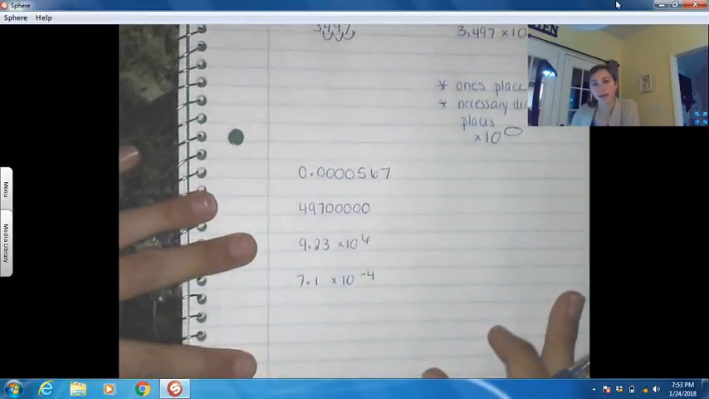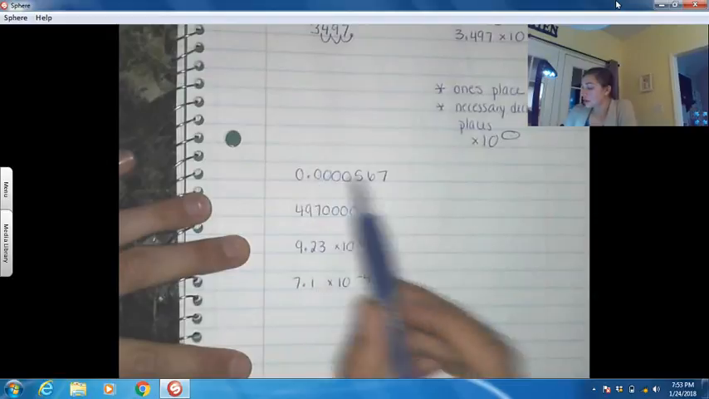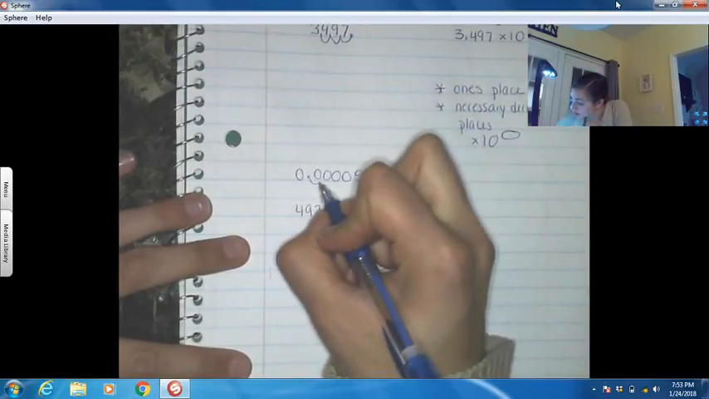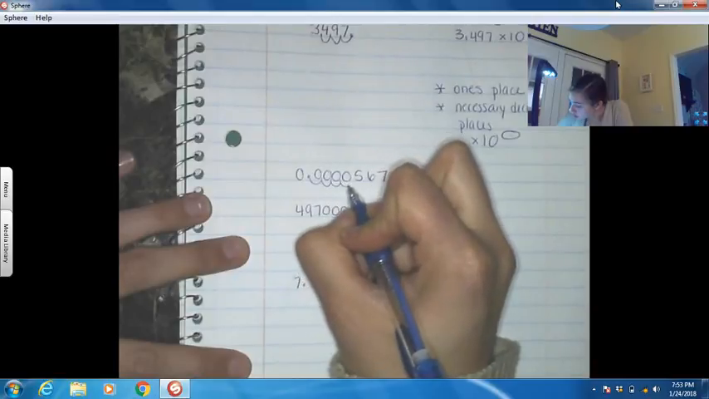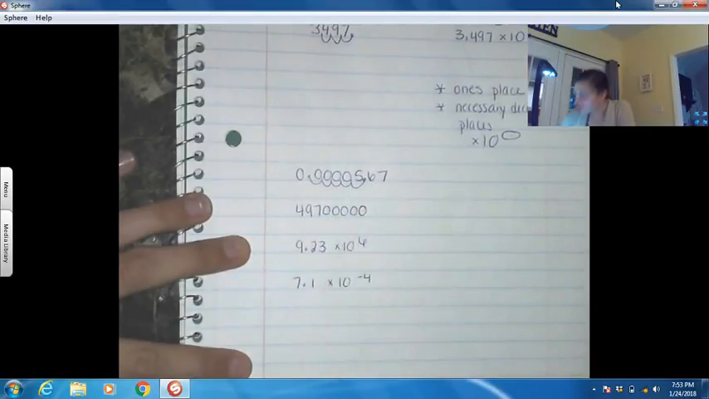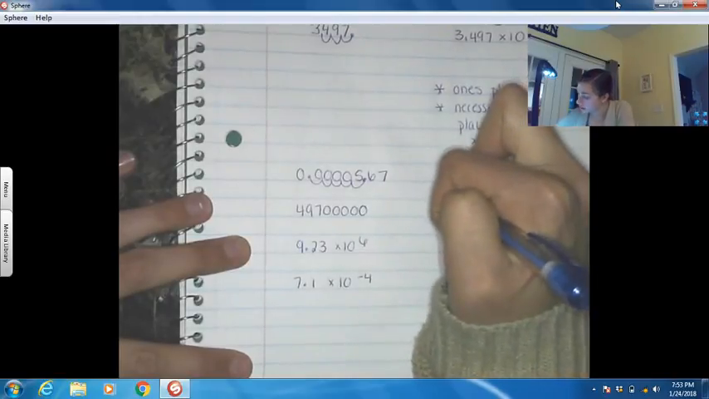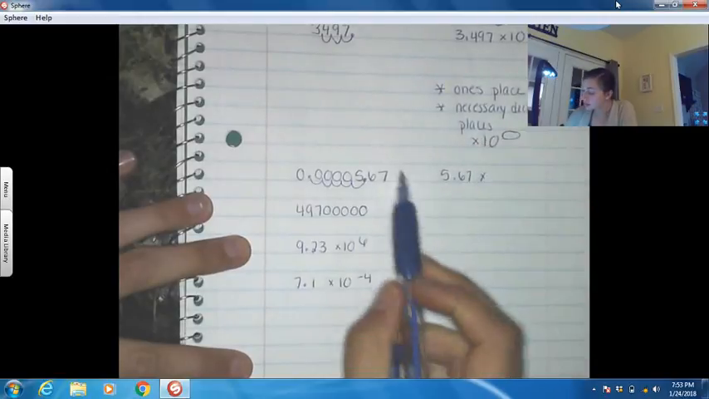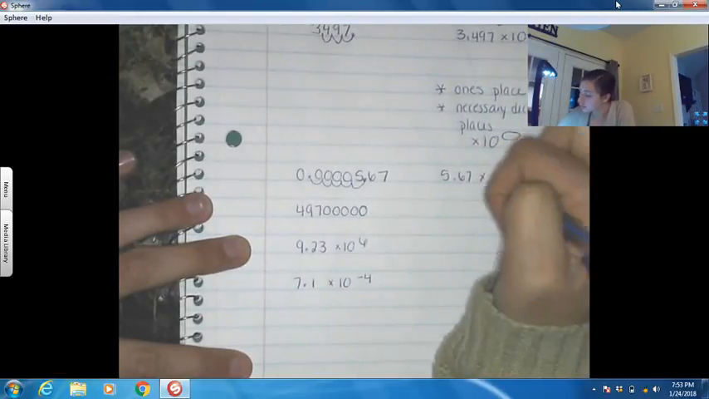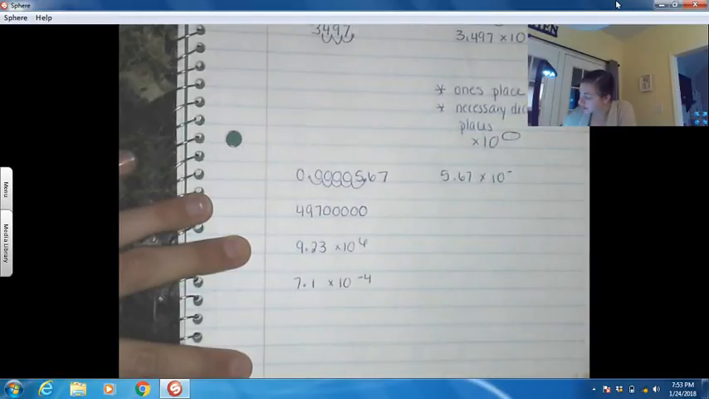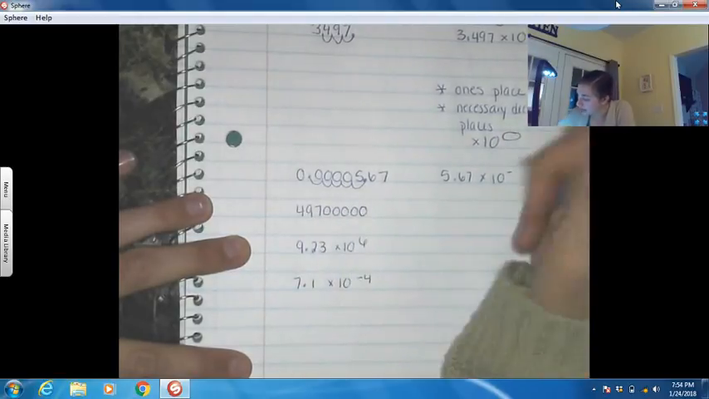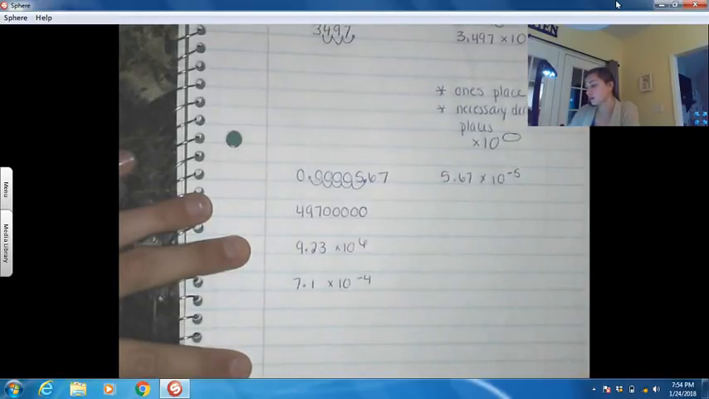All right. So here, we can only have one number in the ones place. So that's going to be 1, 2, 3, 4, 5 spots so that we have a number in the ones place. So that's going to be changed into 5.67. And this number is less than 1, so it means that we have a times 10 to the negative exponent, and we move it over 1, 2, 3, 4, 5 spots. So times 10 to the negative fifth.